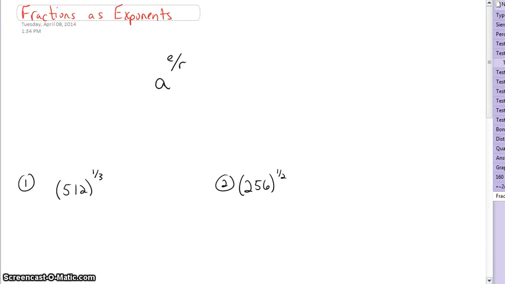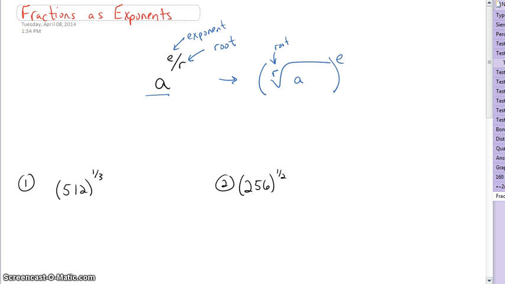This screencast is about fractions as exponents. So remember, if I have the base a, that my root is going to be the denominator, and the numerator is going to be your exponent. Remember, the root goes inside the radical. Right there is my root of the number a, my base, and then whatever that is being raised to as your exponent.